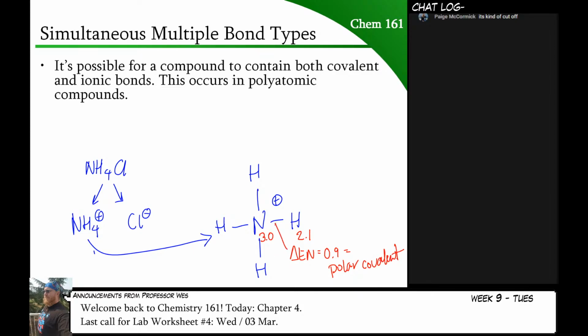So each of these bonds in ammonium is polar covalent, but there's also an ionic bond. So it is possible for you to have multiple types of bonds present in a molecule, particularly if you have polyatomic compounds. Okay, so be mindful that this is not a binary sort of thing, but is instead considered on a bond-by-bond basis.